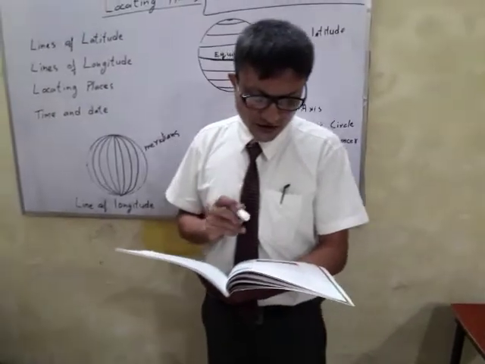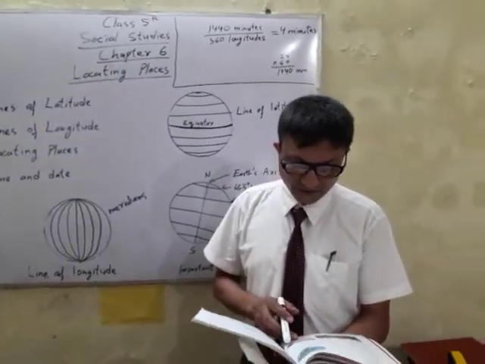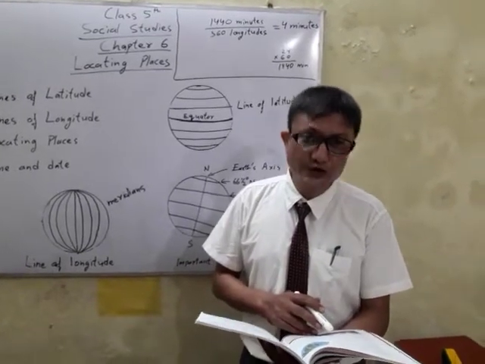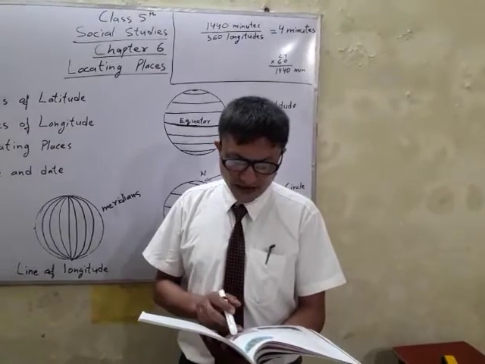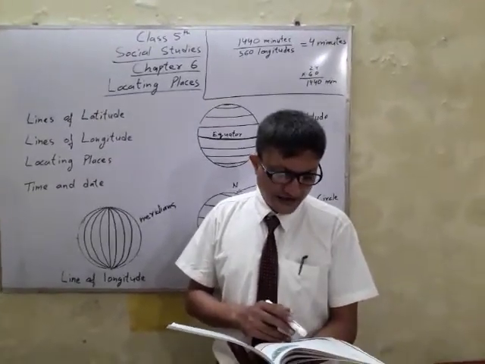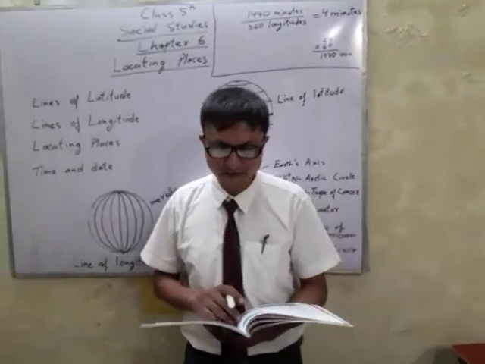All the circles of meridians form great circles, which means that they divide the earth into two equal halves. Ships and aircraft follow the great circle route as it is the shortest distance between two places.